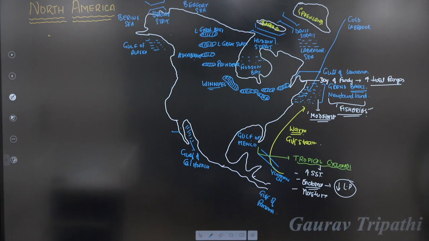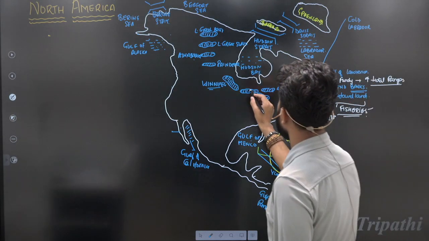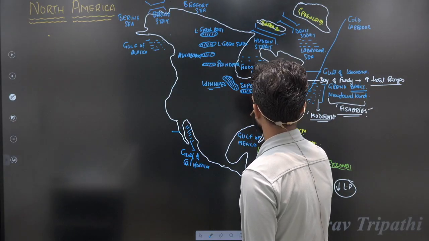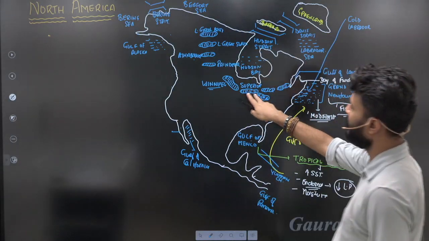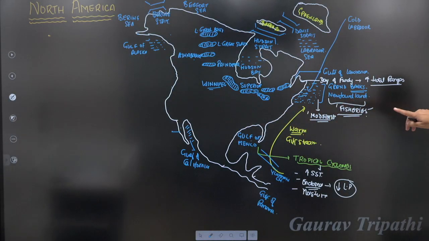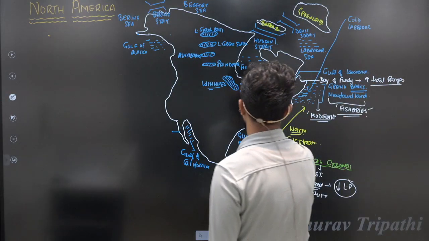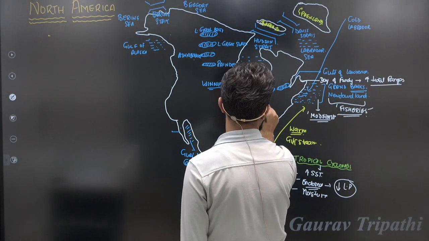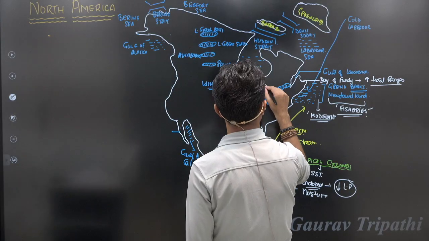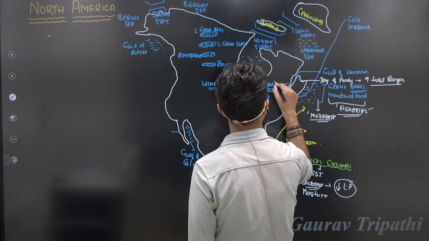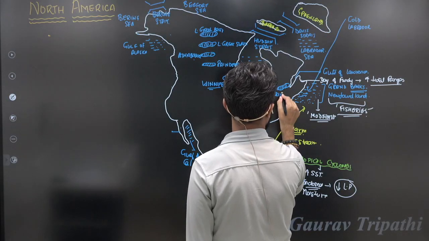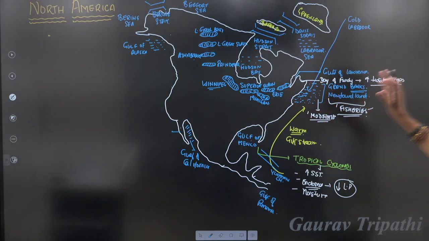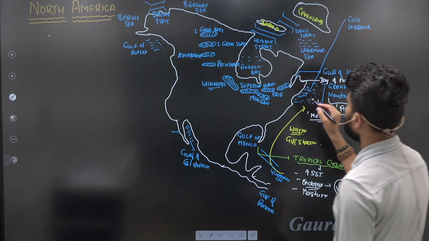Okay, so after Lake Winnipeg, we have Lake Superior. This one, we have Superior. After Lake Superior, you can see in your atlas, we have another important lake, Michigan, Huron, and Erie. So here we have Michigan, then we have Huron, then we have Erie. After Huron and Erie, towards the easternmost section, we have another important lake, that is Lake Ontario.